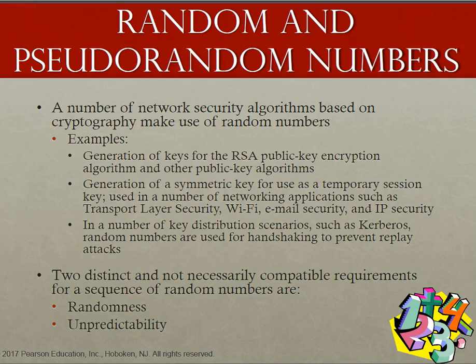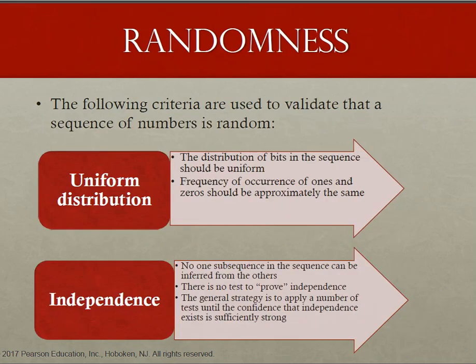These applications give rise to two distinct and not necessarily compatible requirements for a sequence of random numbers: randomness and unpredictability. So one is randomness, the second one is unpredictability. The first one is randomness. The concern in the generation of a sequence of random numbers has been that the sequence of numbers be random in some well-defined statistical sense.